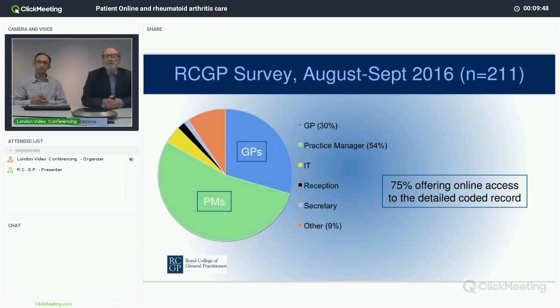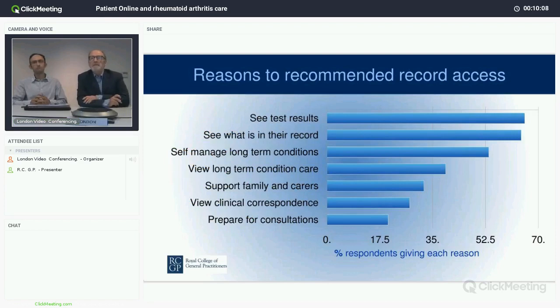We looked at attitudes a couple of years ago. This is an online survey that the college carried out. Most of the respondents were GPs, practice managers. 75% of the respondents to the survey were offering detailed coded record already at that point. So these were people with experience of record access. And this is what they said about reasons why they could see for recommending record access to patients.